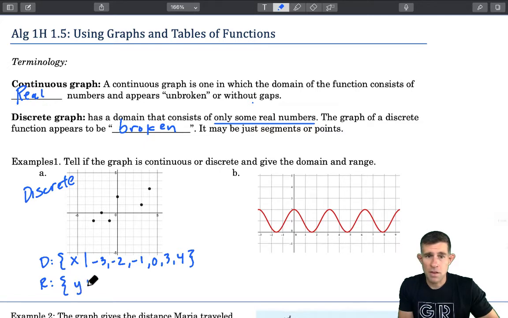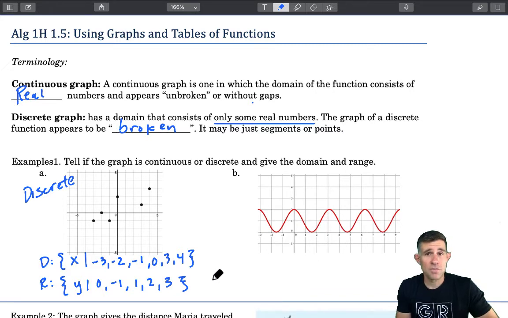Next up I have my range, which are my y values. And again, I'm just going to take the y coordinates here. So it looks like -1 is used twice, 0, +1, +2, and +3. So I only need to list -1 once. I'm going to list this in reverse order there. And then we're going to go to +1, +2, and +3. And there is my range for that discrete function.